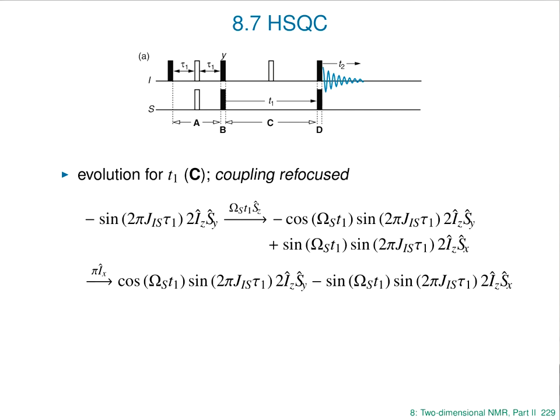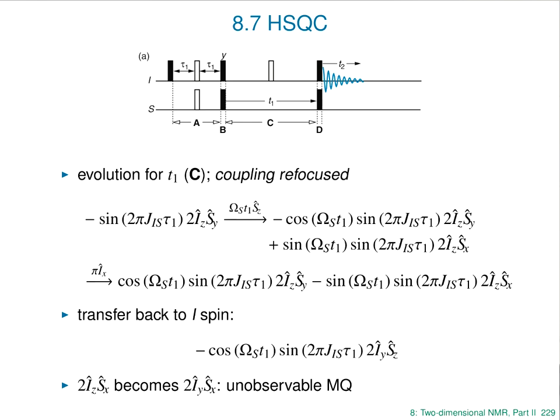And then finally, we just do the transfer back to the I spin. And in fact, it's only the 2IZSY term which gets transferred back to the I spin. That becomes 2IYSZ. The other term, the 2IZSX, just disappears into multiple quantum and is not observable. So in fact, the only observable term at the end of period D is this antiphase term 2IYSZ.